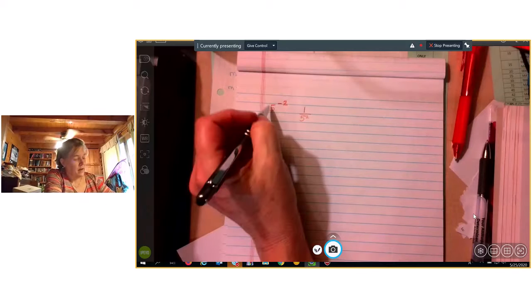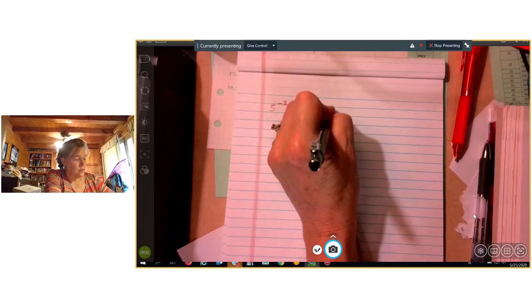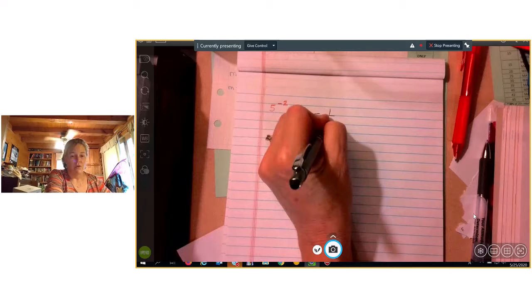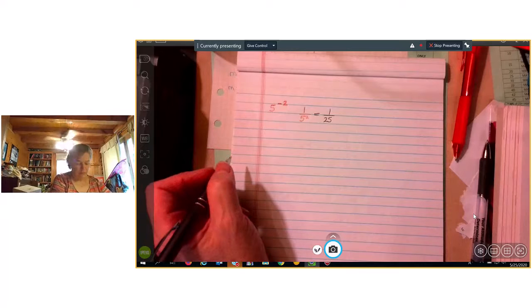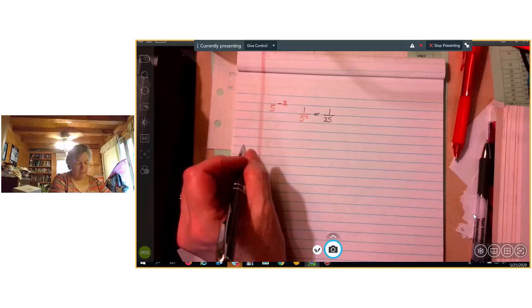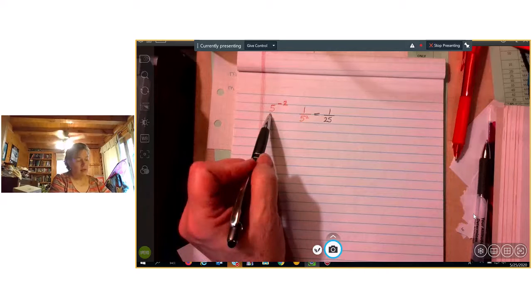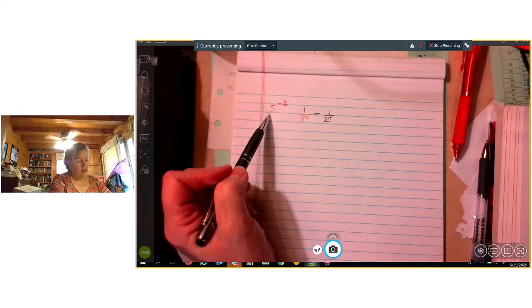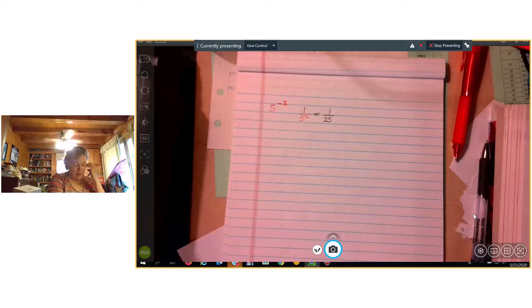So 1 over 5 squared then will be 1, and 5 times 5 is 25, so I have 1 over 25. Now in this case, we will not have a 0 in the denominator, otherwise it's going to be undefined.